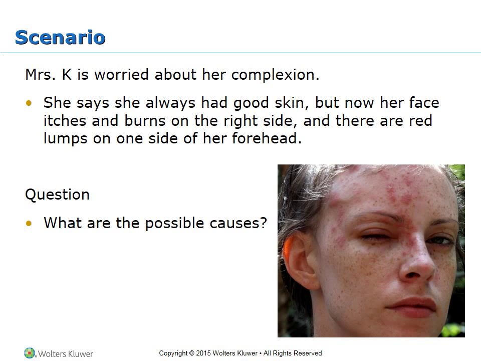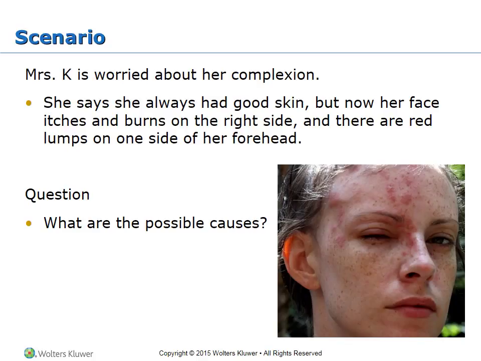So now we have a scenario here, and Mrs. K is worried about her complexion. She says she always has had good skin, but now her face itches and burns on the right side, and there are red lumps on one side of her forehead. So what are the possible causes of this? And you can take some time to look that up.